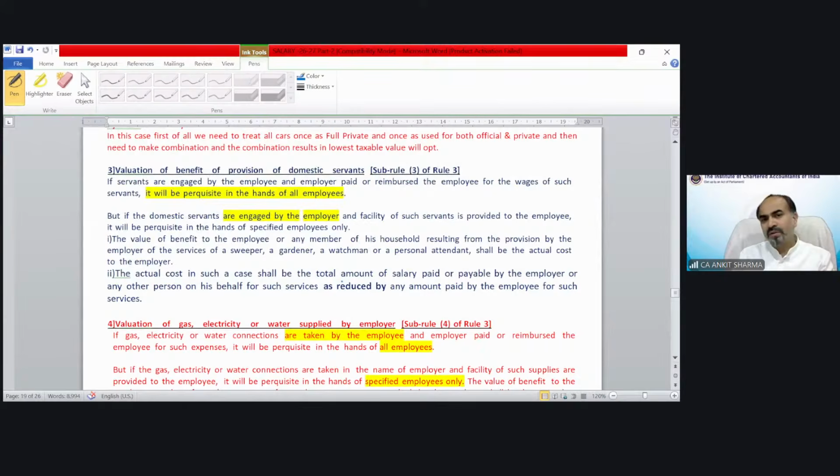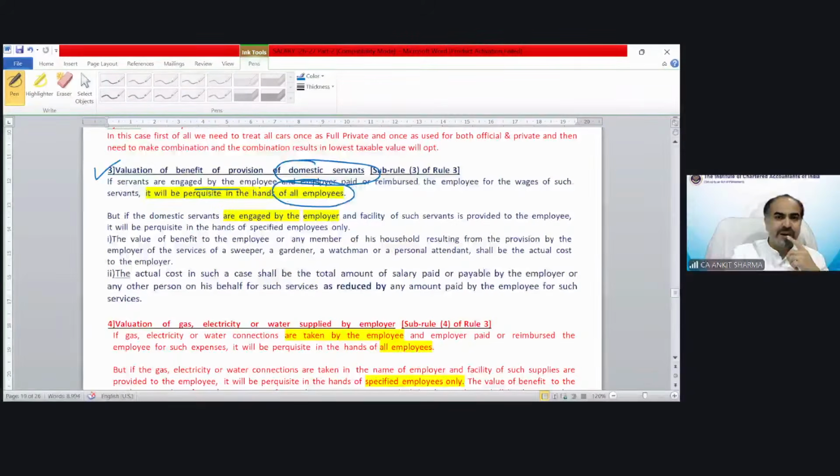Now point number 3. As we have seen, there was some obligation of the employee met by the employer. There were provisions like domestic servant, etc. One by one, they are simple points we have already understood. If these are obligations in which the bill is in the name of the employee or a person appointed by the employee, and paid by the employer, this is taxable for all employees. And if the person has been appointed by the employer, if that servant has been provided by the employer and he is paying him directly, then that is taxed only in the hands of a specified employee.